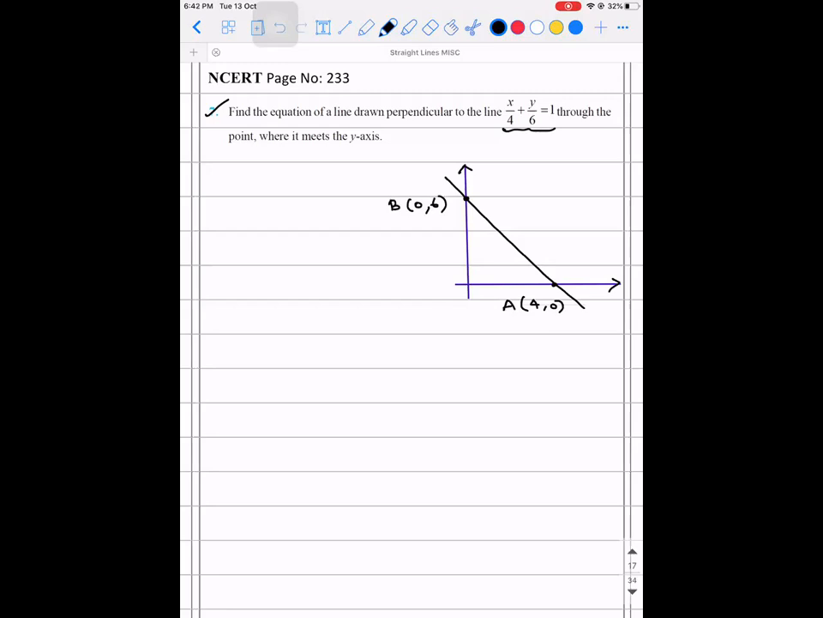Find the equation of the line drawn perpendicular to the line through the point where it meets the y-axis. So where is it meeting the y-axis? At 0, 6. So they are expecting you to write the equation of a line such that it is perpendicular to this line. Are you guys able to visualize this? Now tell me one thing. How do I proceed? You people tell me.